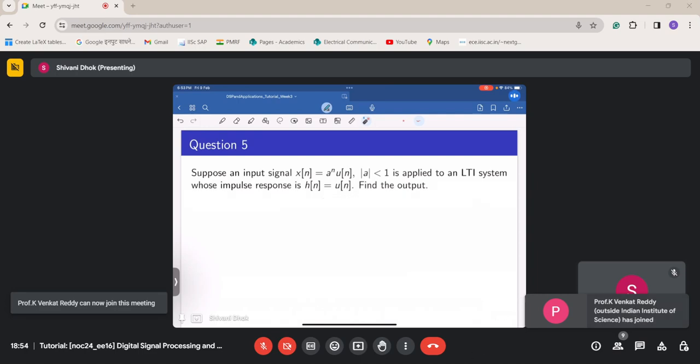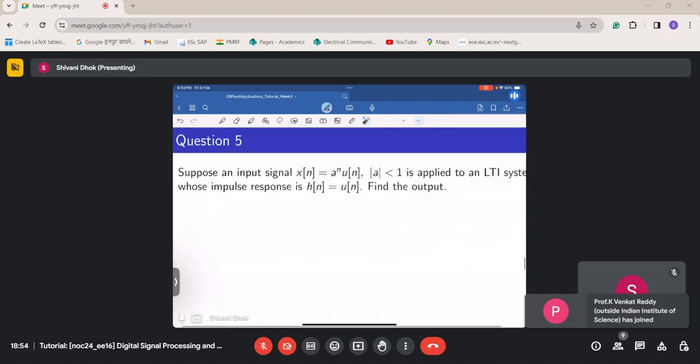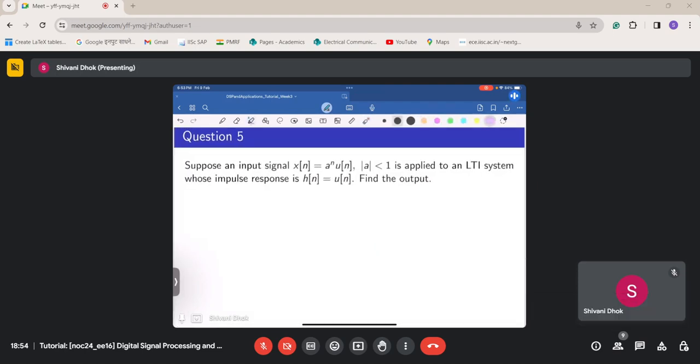Yeah. So suppose an input x[n] equals a^n u[n], where the magnitude of a is less than 1, is applied to an LTI system whose impulse response is h[n]. We need to find the output y[n]. Again, by definition, since it is an LTI system, y[n] is simply the convolution of x[n] with h[n].